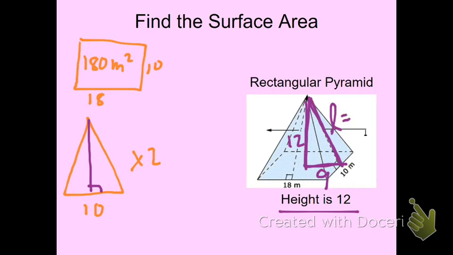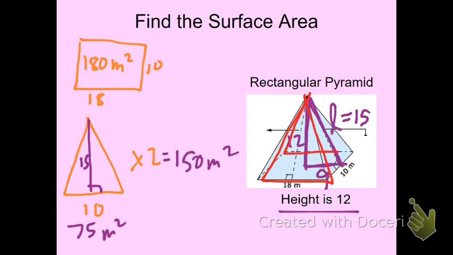If you do the Pythagorean theorem, 9 squared plus 12 squared is 225, take the square root, and you get that the slant height is 15. So that tells us that this triangle has an area of 75 square meters by doing base times height divided by 2. And when you double it, you get 150 square meters. Now we just have to find the area of the other two triangles that make up the lateral area of the pyramid, like this triangle and this triangle back here.